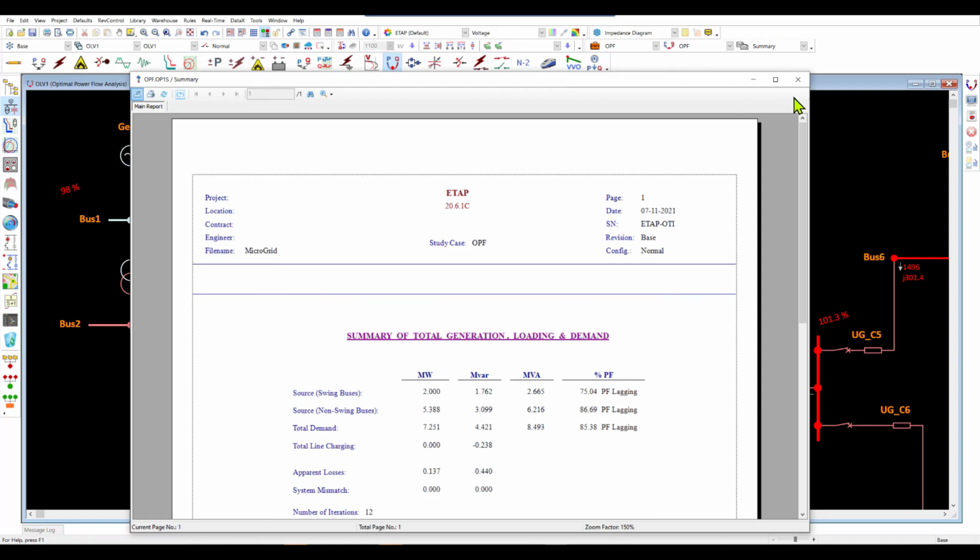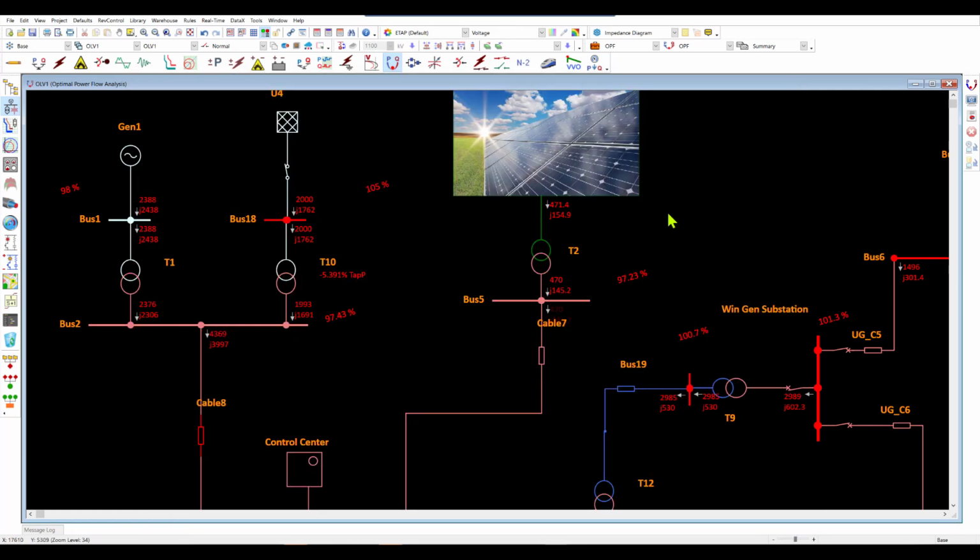So that's one quick way of looking at a microgrid solution and establishing an OPF solution that works well for this network, and then start optimizing other constraints and controls in the system to get a more optimized power flow in this type of network.